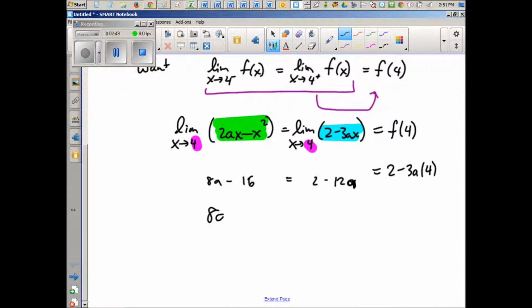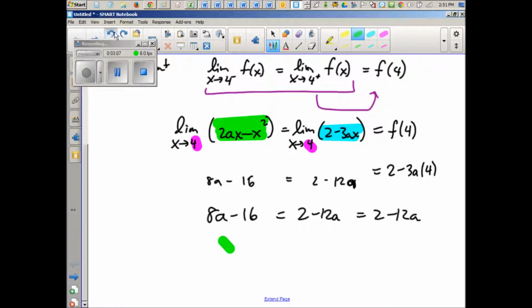And you'll notice that this is a little bit redundant also. This is 8a minus 16 equals 2 minus 12a equals 2 minus 12a. So it's normal to have a couple things that are equal here. That should have actually happened, so that's good. If you bring all the a's to one side, we get 20a. Oops, I'm not sure why it's writing in highlighter, sorry. We get 20a equals 18. A is basically 9/10. Okay, hang on to that.